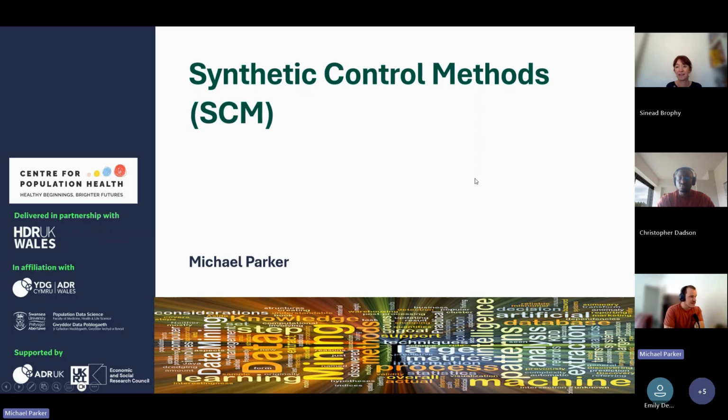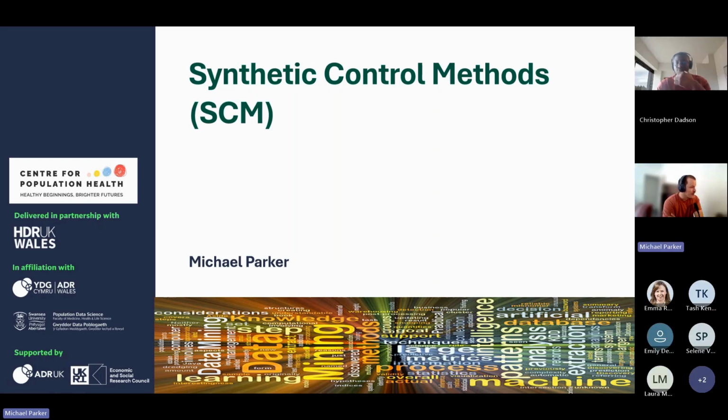I'll get started then. So hi, my name's Michael Parker, and I'm a research officer and data scientist with the Centre for Population Health. I've been working on a project called CareLink for 18 or so months now, and we've been trying to incorporate this method, which I'm going to tell you about today, which is synthetic control models. And it's really interesting. It is relatively new, particularly in trying to incorporate it into healthcare data.